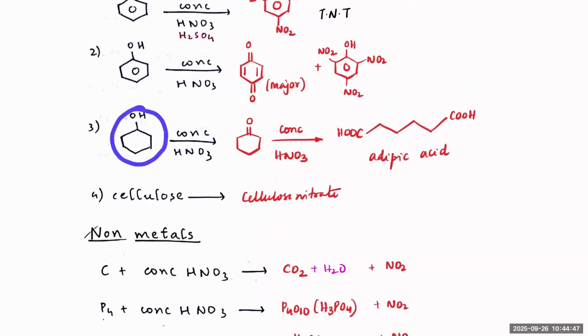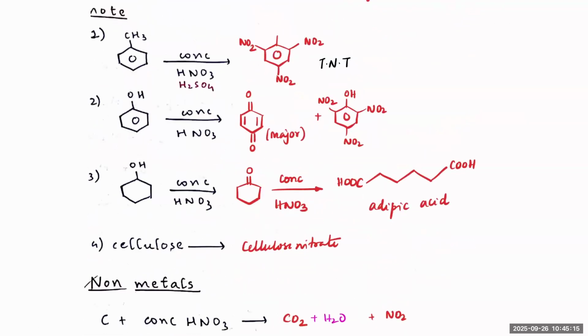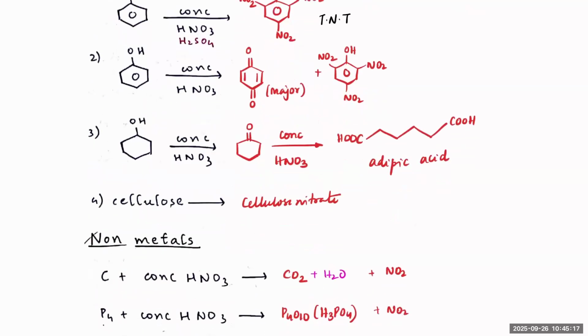While if you have a cyclic secondary alcohol on concentrated HNO3, they'll become ketone. And the ketones will further oxidize in concentrated HNO3 to give adipic acids. Cellulose, the OH group will be converted into nitrate form at different positions depending on how concentrated the acid you are adding. So that is called cellulose nitrate. So these are a few organic reaction forms which you will notice.